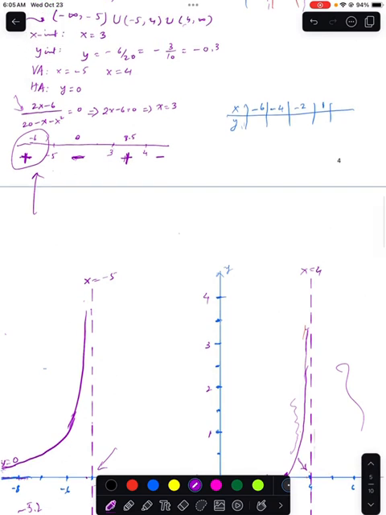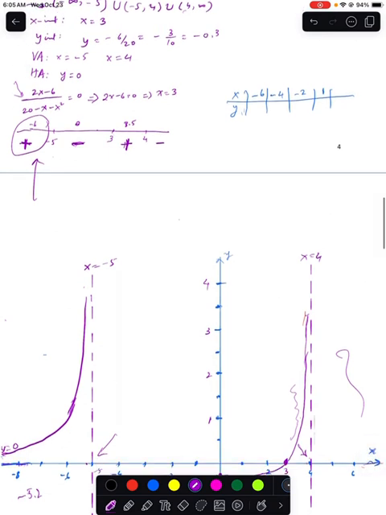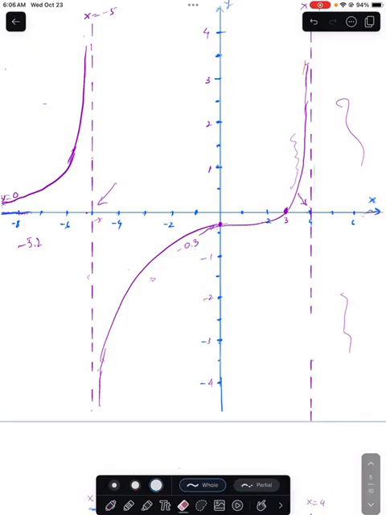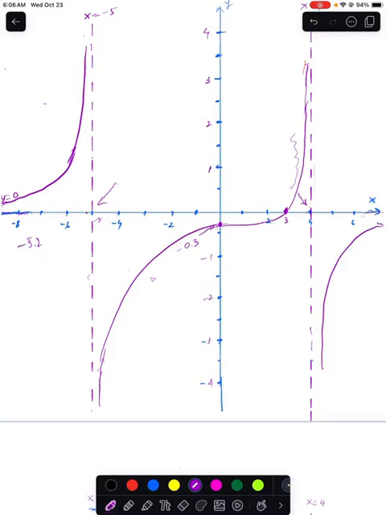Okay, the sign chart tells us that it is negative. So the sign is negative, which means the graph will be down below the x-axis. So how will it be? Well, again, the only information we have is that this is a vertical asymptote, and the x-axis is the horizontal asymptote. So the graph will be going like this. So that's how we graph this function.